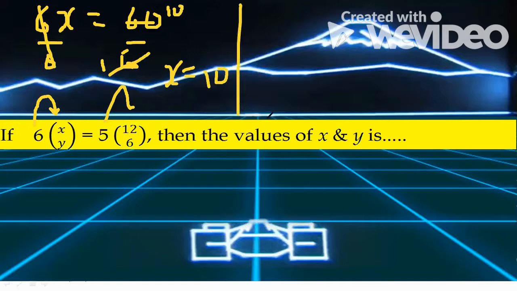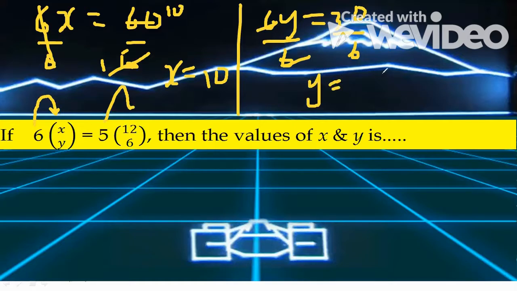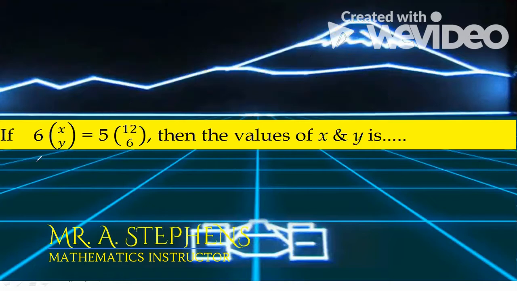And for the y, it's 6y. So 6 times y is 6y, and 5 times 6 is 30. So we divide everything by 6. So y is equal to 5. Nice little question. All right, let's move on.